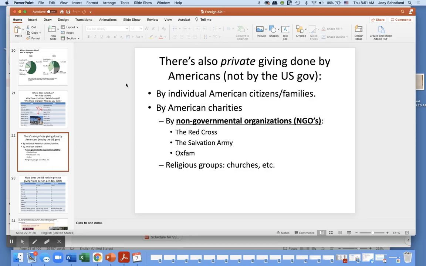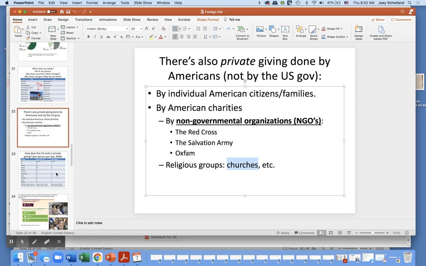Now, let's also look at private giving done by Americans. This is not done by the US government. This is private Americans: your family, my family, individual American citizens, and also individual American charities, what we call non-governmental organizations or NGOs, charities like the Red Cross, the Salvation Army, religious groups like your church or your synagogue.